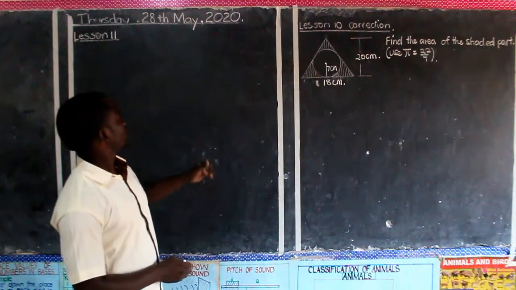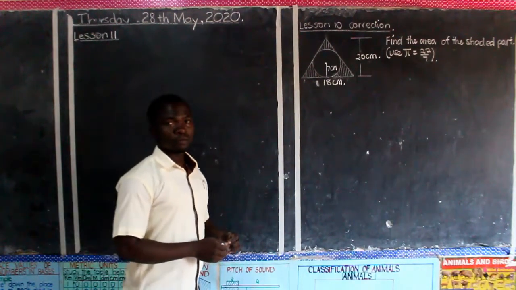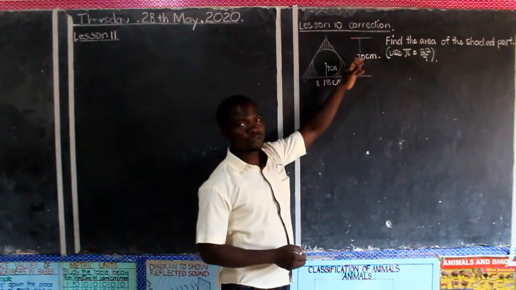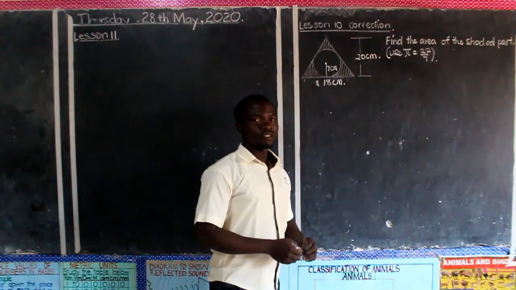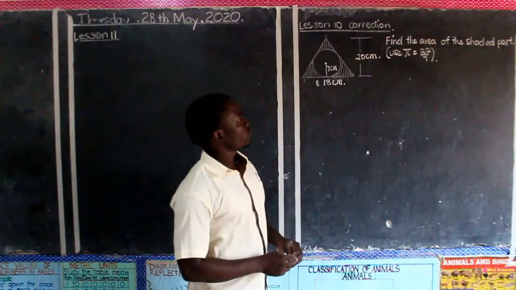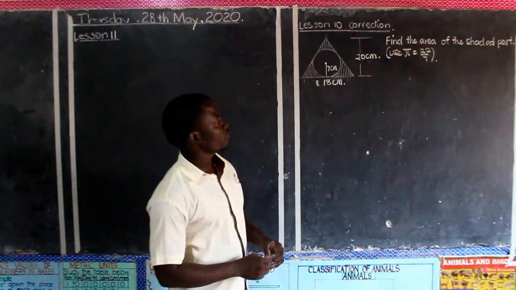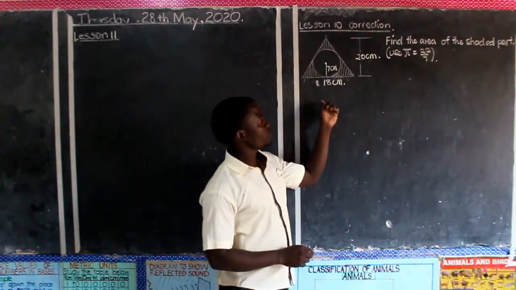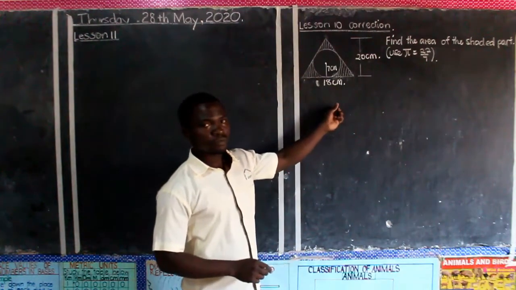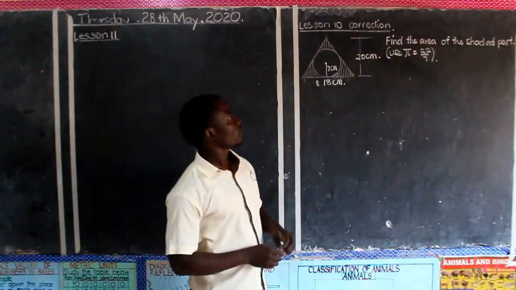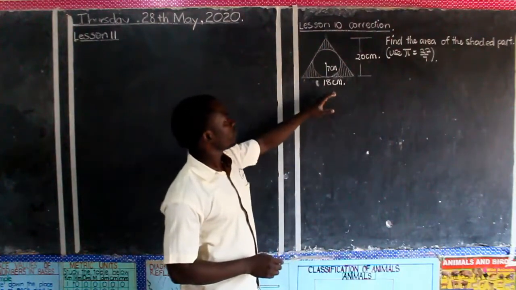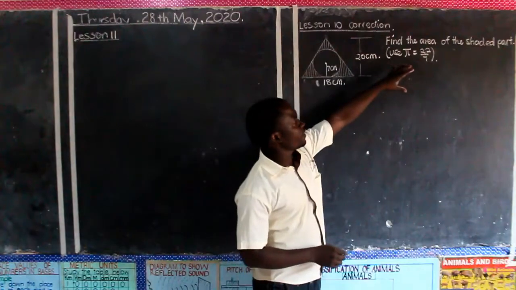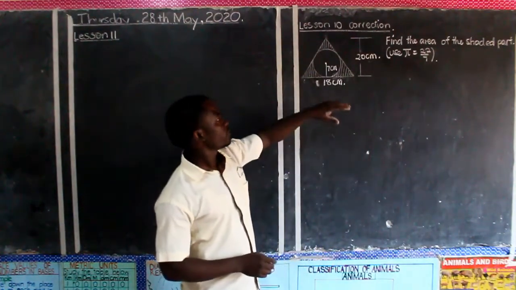Today we are going to look at lesson 11. But before you look at lesson 11, let's look at this number, which was in our activity of lesson 10. The question was, find the area of the shaded part, just one of them. But I've only picked this one, which is enough for this work. So the question is, find the area of the shaded part.